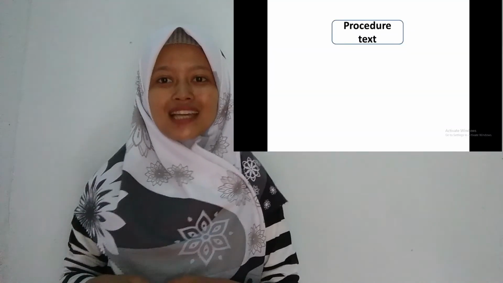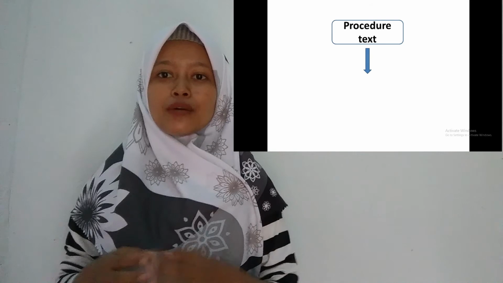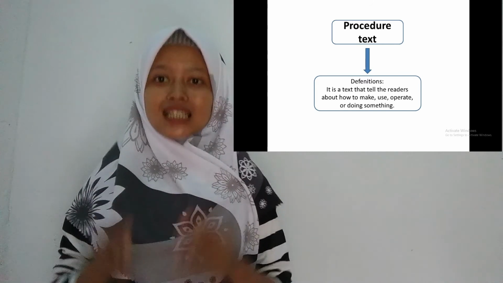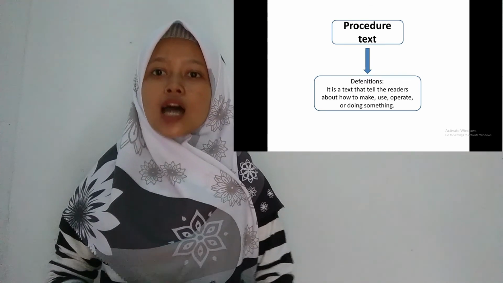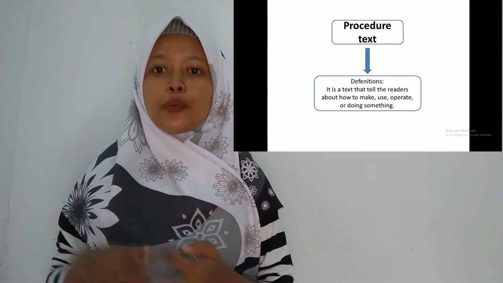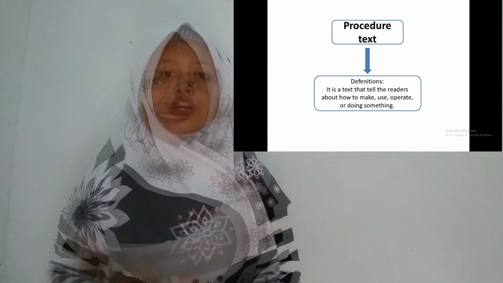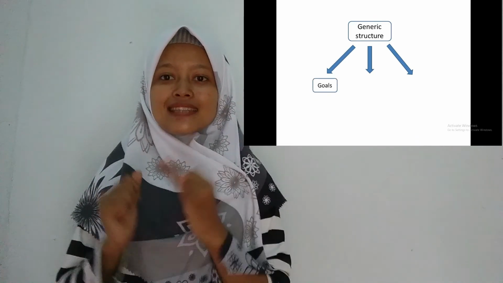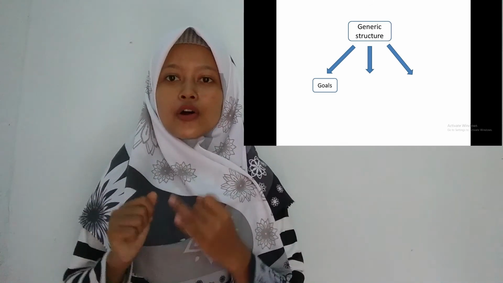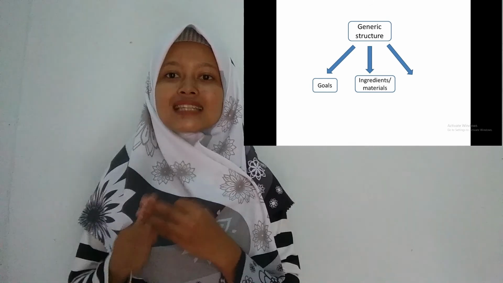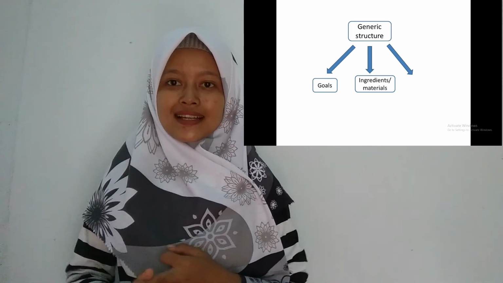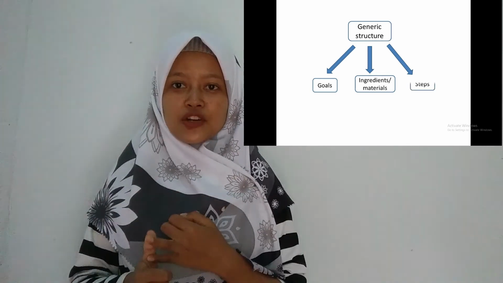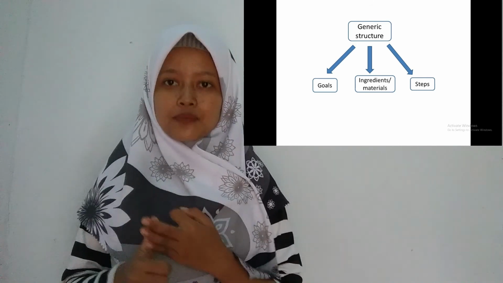Now we have come to the end of our lesson today. I'll conclude what we have learned today. Today we have learned about procedure text. Procedure text is a kind of text that tells the readers about how to make, use, operate, or do something. There are three generic structures of procedure text. First is goals. Second is ingredients or materials. And then the last is steps. I'll repeat. First is goals, and then ingredients or materials, and the last is steps.